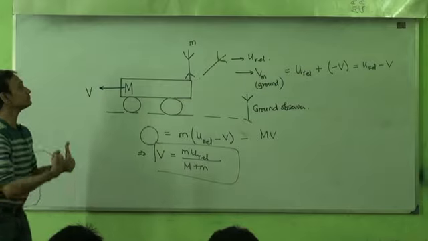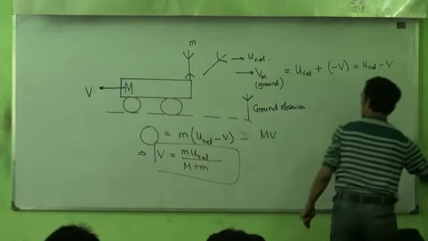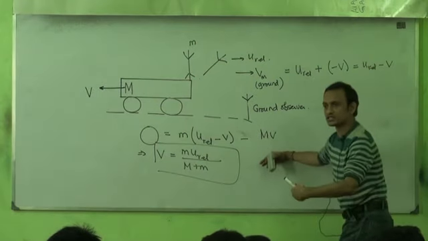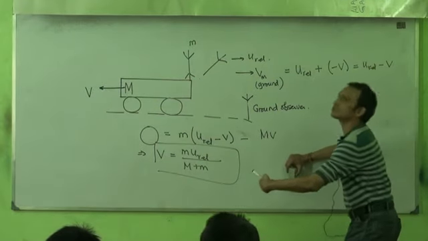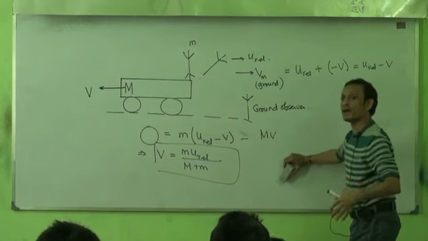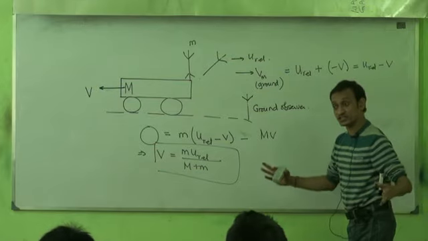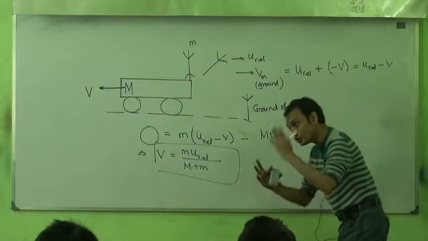Right? Modify this a little bit then. So far so good, right? So you understand what led us to preserve linear momentum horizontally for the man plus the trolley. No net external force acting in the horizontal direction for the system comprising the man plus the trolley, right?